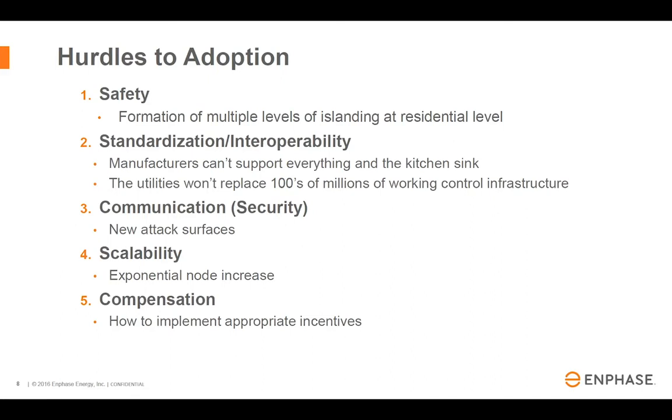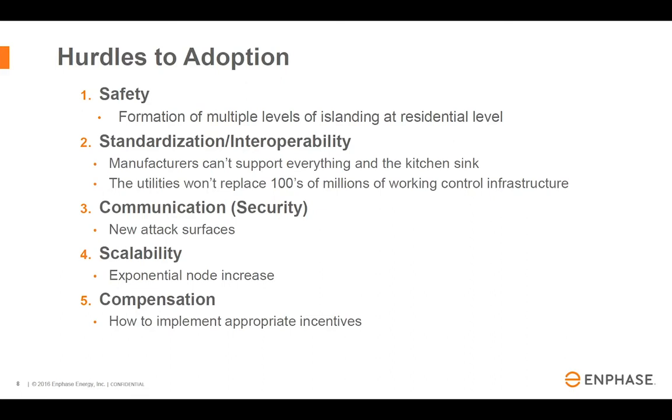And then last two, scalability. Basically we're going to get this exponential node increase in how many generation assets you have on your system. And that actually freaks the utility out. They don't want to basically extend their LMP marketplaces to all these nodes. So we have to be able to support some type of aggregation to support that scalability.